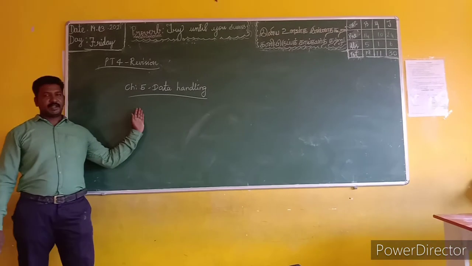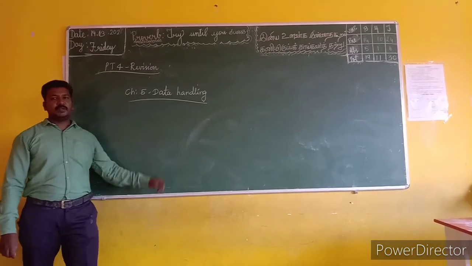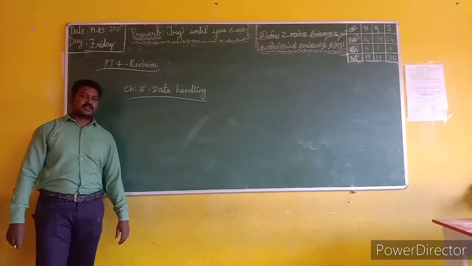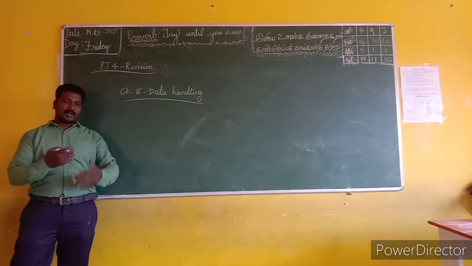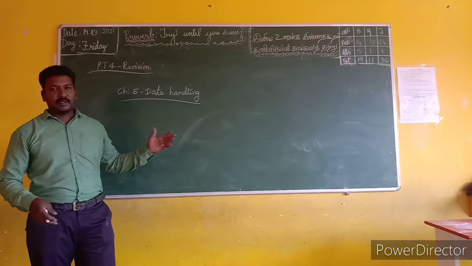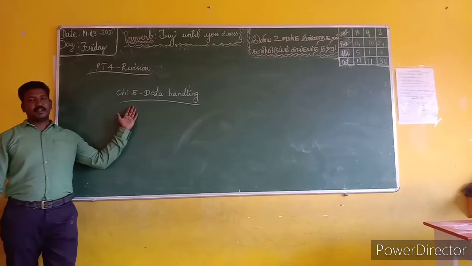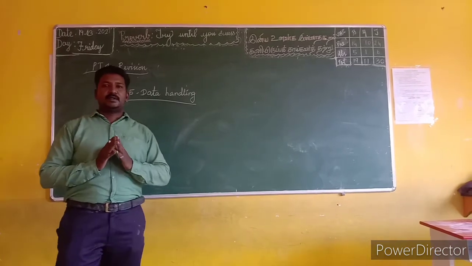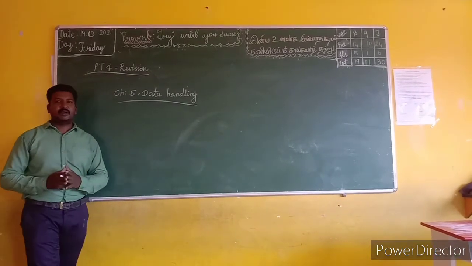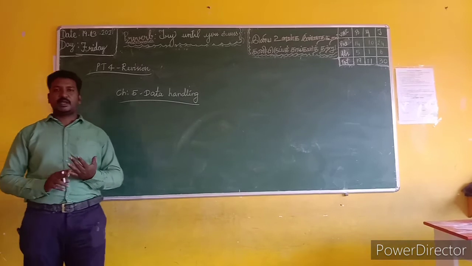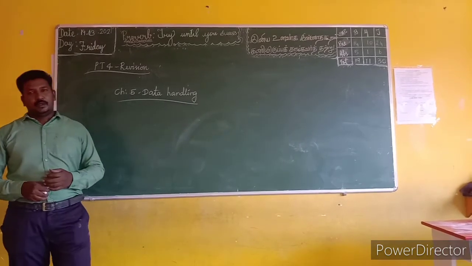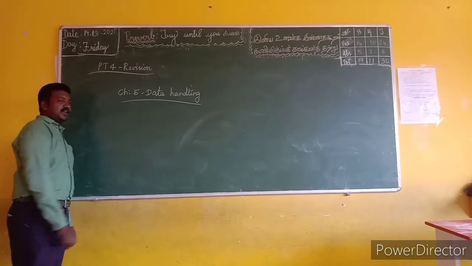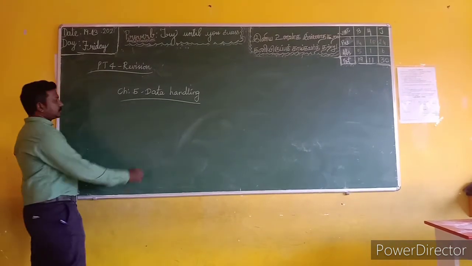Chapter number 5, Data Handling. In this chapter, we are going to deal with data. What is called data? Collection of information is called data. So, what are the key points given in data handling? You have to revise it, and also you have to complete the bar graphs and also pie charts, and also double bar graphs. Okay. So how can you construct the pie chart?